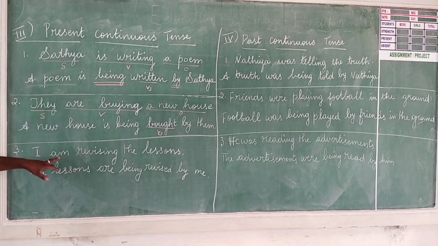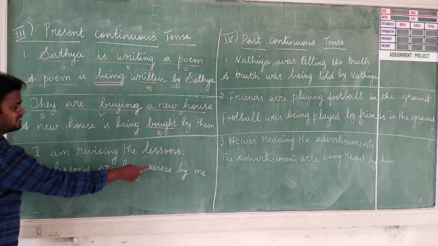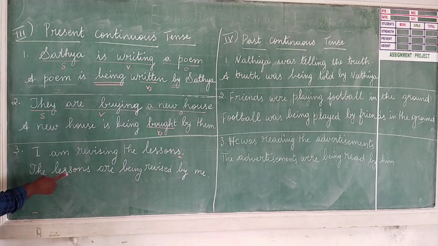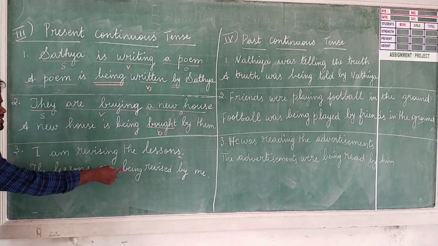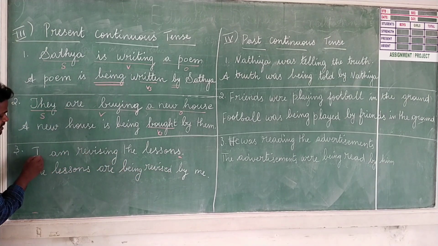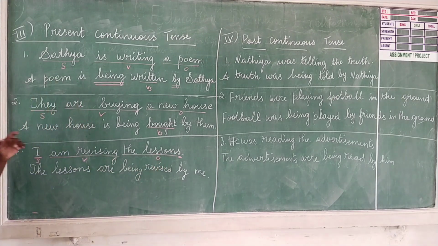Next, I am revising the lessons. So in this sentence, I is singular. So there we are using am, a singular verb. I am revising the lessons. See the thing here, lessons, it is in plural. So the lessons are being revised by me. I becomes me. In this sentence, I is the subject, am revising is the verb, the lessons are the object. So the object has become the subject of this sentence.